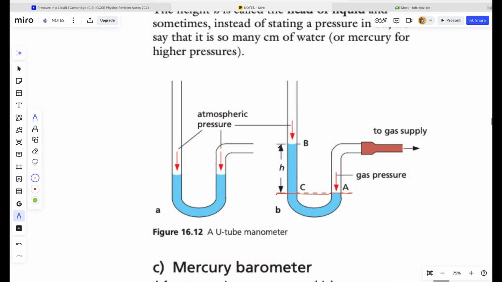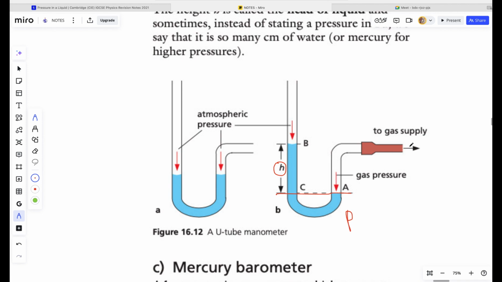So once we know the height, now we can calculate. It is this height we need to calculate the pressure in a liquid. Remember that. Because we already know the density of the liquid. If it's oil, we know the density of oil. If it's mercury, we know the density of mercury. So this is how a manometer is used to measure the pressure in a gas.